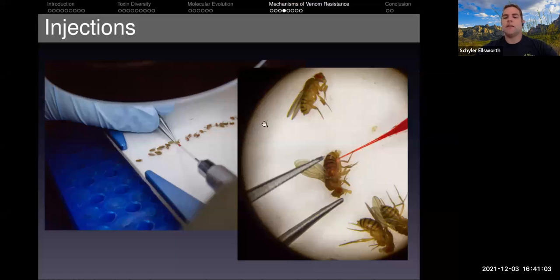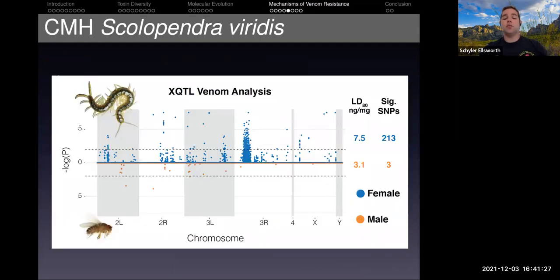I did each of these experiments in duplicate, but I also did the males and the females separately. The males needed much less venom to be able to kill the flies than the females. About double the amount of venom was required to kill the females. I was able to do this for those two different venom types, and these are the initial results that I'm still working through. This was for the mainly neurotoxic venom that I had.